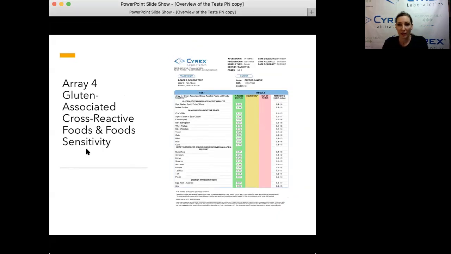Okay, so after Array 3, we have Array 4. So Array 4, to my mind, is the dairy equivalent to Array 3. We know that dairy is one of the top immune triggers, and it's very, very important to assess the immune relationship to dairy foods in the context of autoimmune disease.